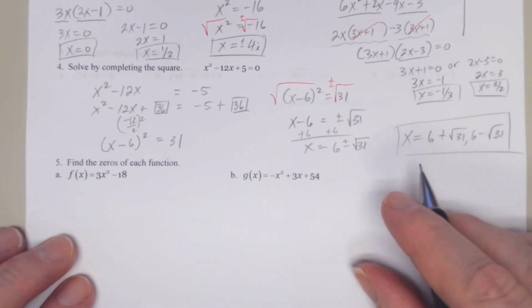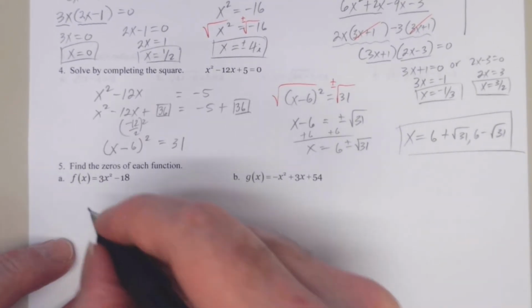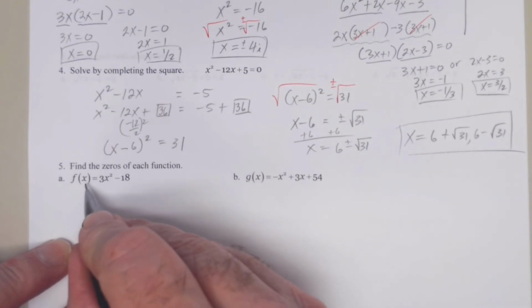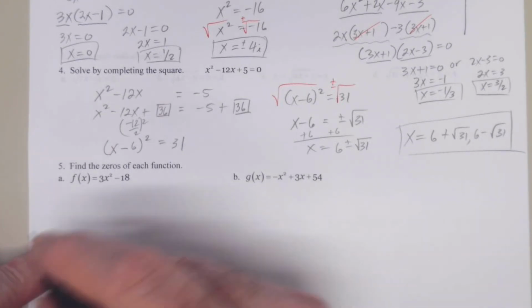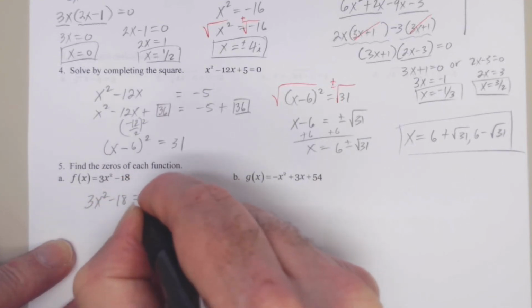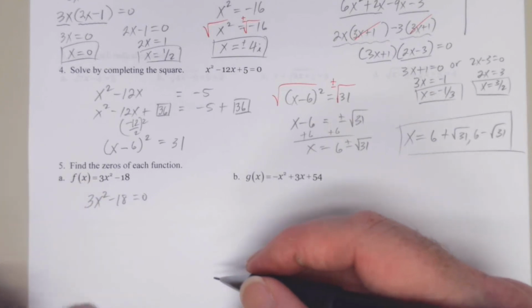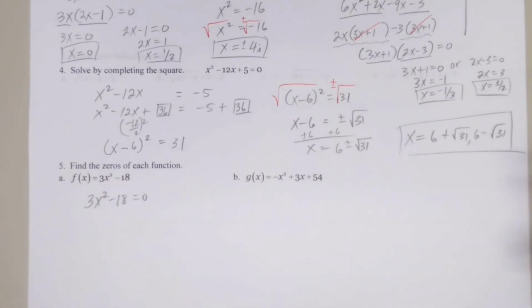All right, so find the zeros. Well, to find the zeros of a function, we're basically looking for values of x that you plug in as inputs and your output will be a 0. So the way to find the zeros is to set the function equal to 0. Basically setting f of x equal to 0. This is the function f of x.